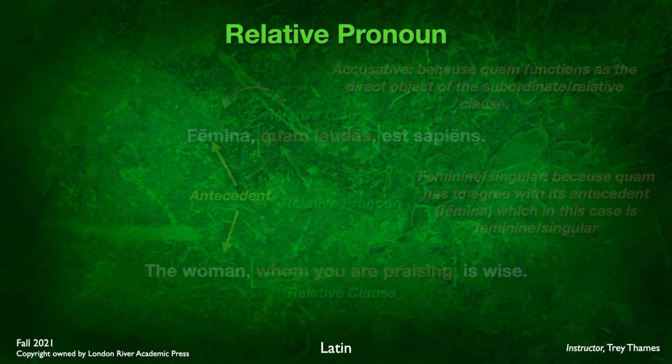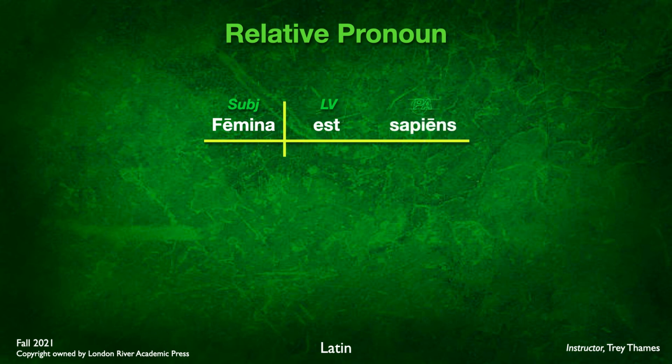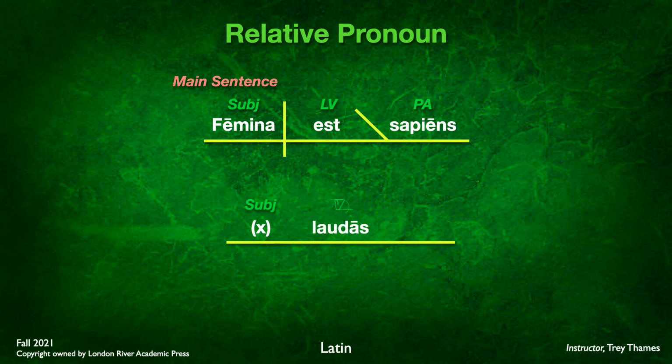Let's, again, look at this in diagram form to help us see how this functions together. Femina is our subject. In the verb spot, you've got est, the linking verb here, again separated by a bisecting line. Sapiens is a predicate adjective, meaning wise. Here we're going to have a slanted line that points back towards the subject, which it's describing. Sapiens is describing femina. The woman is wise.